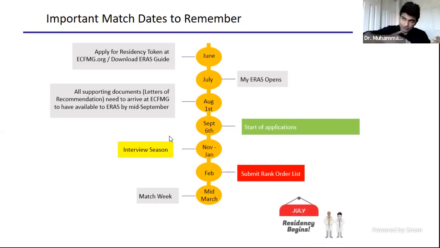So if you go into hospitals in the month of July, you will see fresh residents. All right, they come to the residency program.